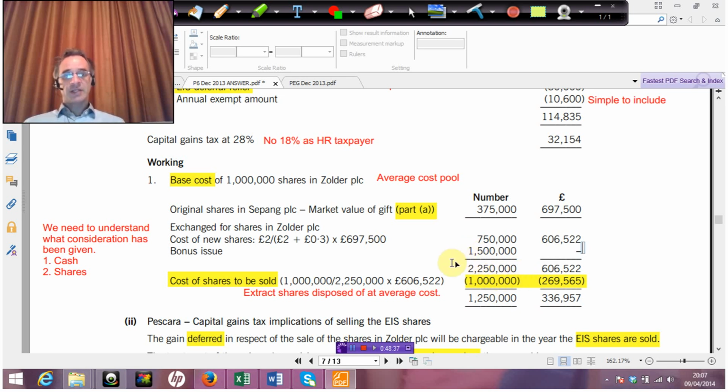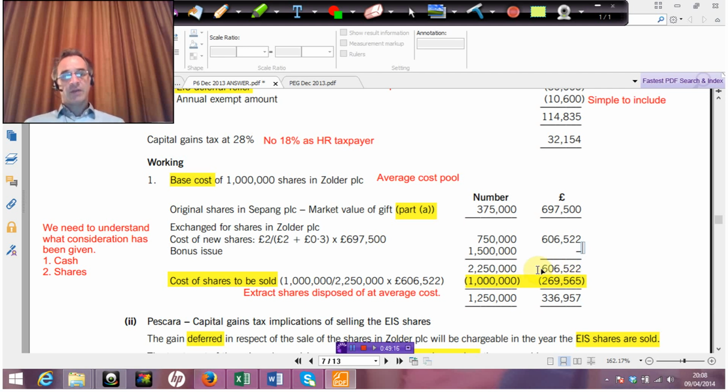Now you'll notice how that makes the figures bump up quite substantially up to 2250. So in other words, she started with 375 Zapang PLC shares. Those were handed over to Zolder in a takeover. What did she get for them? Well, I'll tell you what she got. She got 2 lots of Zolder PLC shares. So she got 750,000 shares in Zolder. In addition to that, Zolder then did a bonus issue, where she got 2 for 1, which means that the total number of shares that she had really at the disposal date, or after all the transactions are reflected, is 2250.